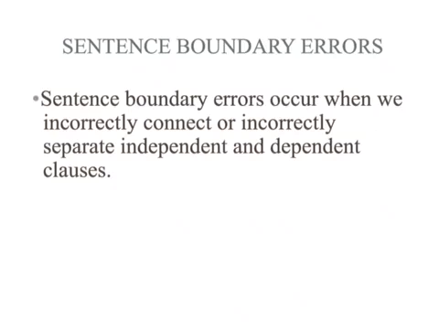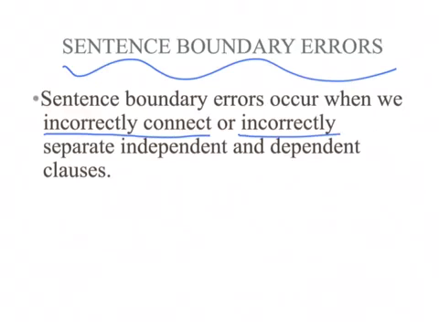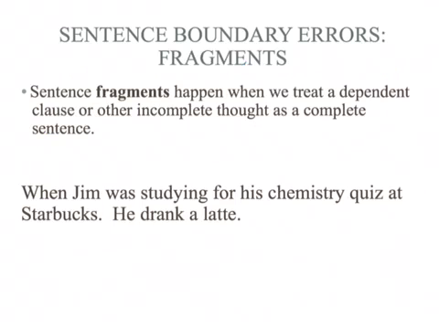Okay, so what does all of this have to do with sentence boundary errors? Sentence boundary errors occur when we incorrectly connect or incorrectly separate independent and dependent clauses. That's why they're called sentence boundary errors. Sentence boundary errors mean you're having trouble drawing correct boundaries between your sentences, and you're either separating them or connecting them incorrectly. There are 2 kinds of sentence boundary errors. One occurs when we incorrectly separate our clauses, and one occurs when we incorrectly connect our clauses.